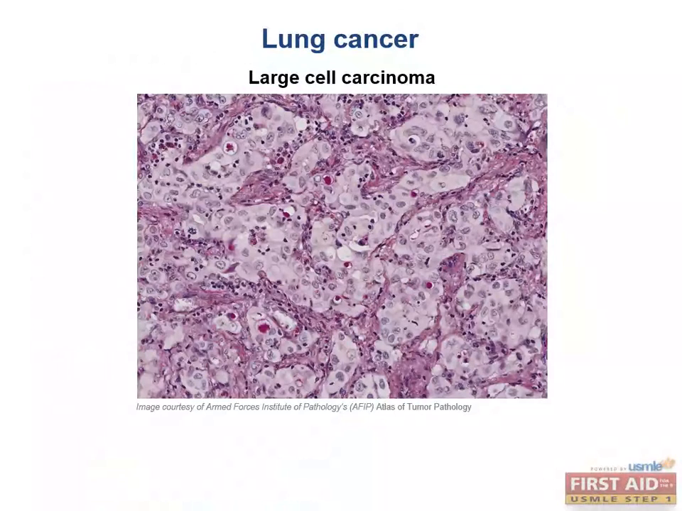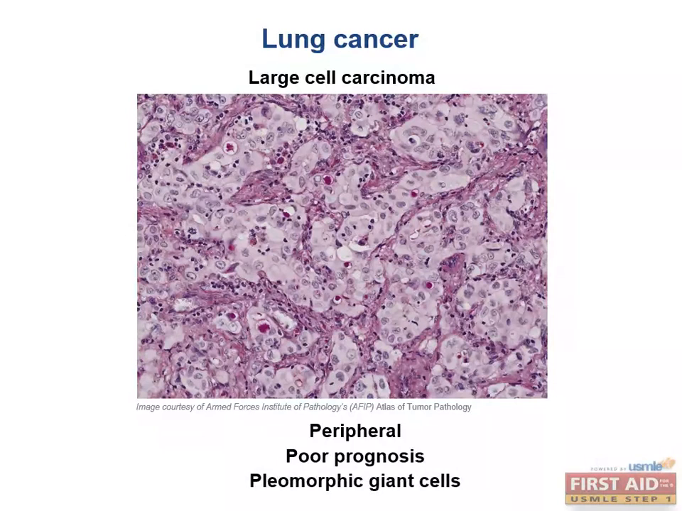Large cell carcinoma tends to be peripherally located. This type of lung cancer also has a very poor prognosis compared with other non-small cell lung cancers. It's not really responsive to chemotherapy, and resection only works about half the time. On histology, note the large undifferentiated cells and pleomorphic giant cells. Thus the name large cell.